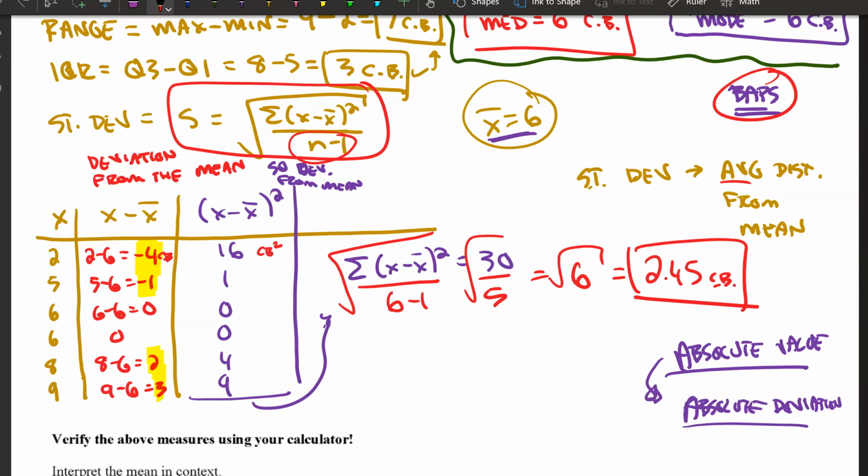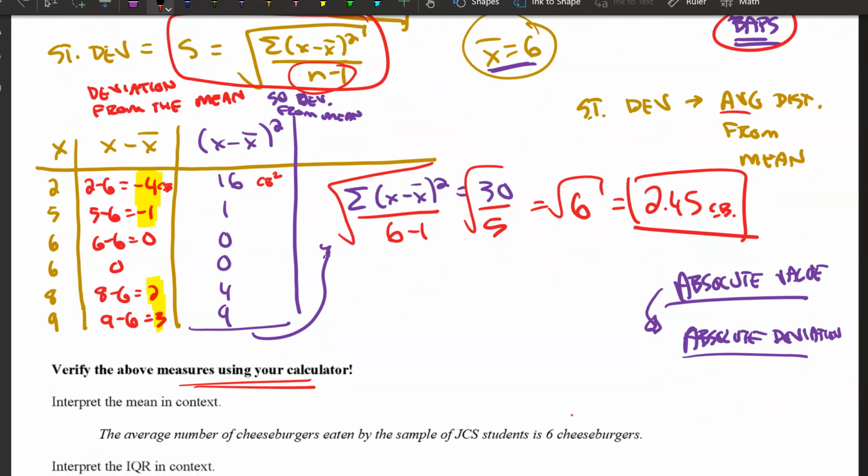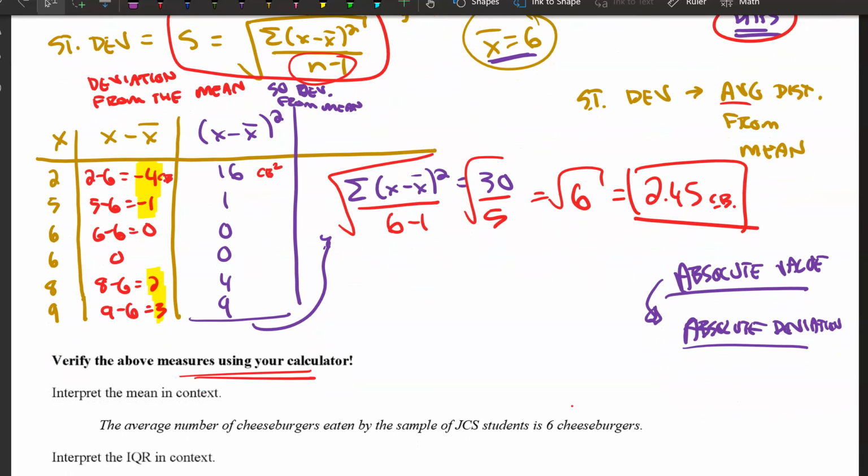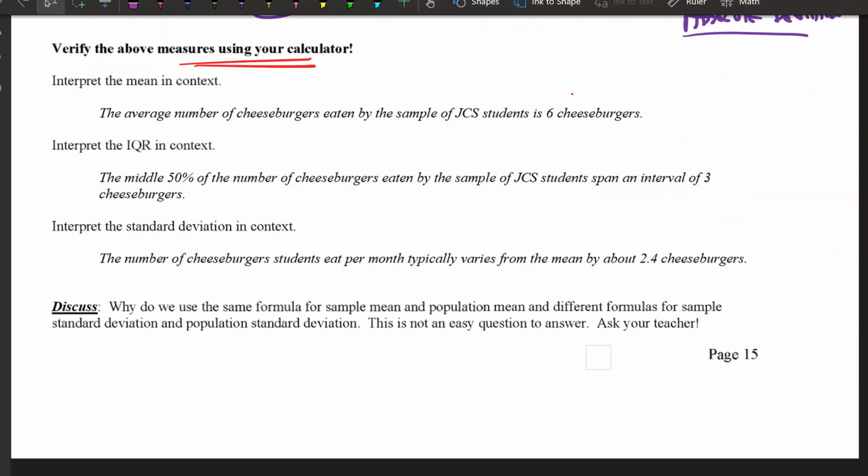Good news is, you will probably never do that. Maybe one problem on your homework, but in general, we don't do this. We use our calculator to do these things, and we focus on interpreting and using them. Okay? So here are the interpretations for these things. Interpret the mean. The average number of cheeseburgers eaten by the sample is 6 cheeseburgers. Interpret the IQR. The middle 50% of the number of cheeseburgers eaten by the sample of JCS students span an interval of 3 cheeseburgers. And interpret the standard deviation.